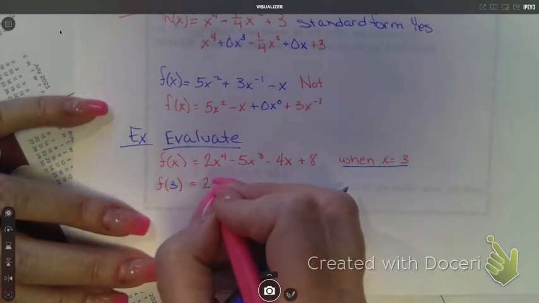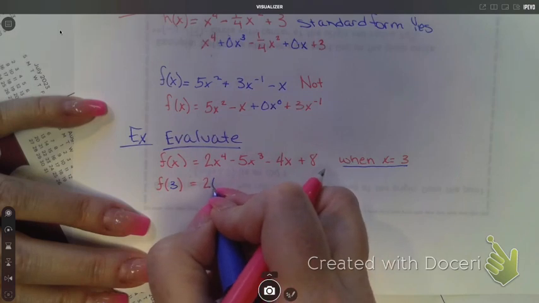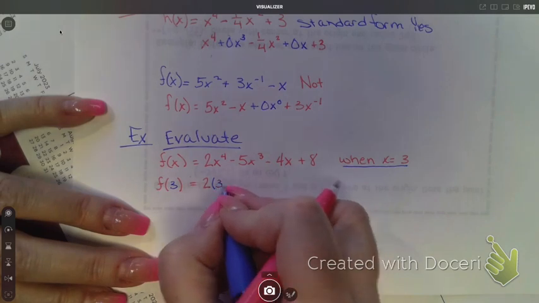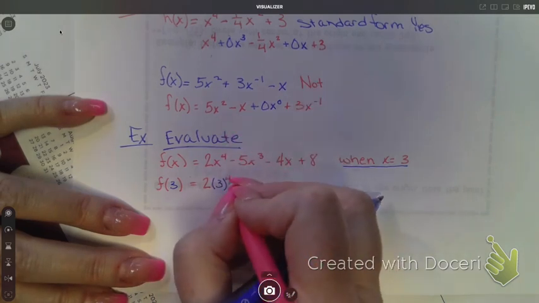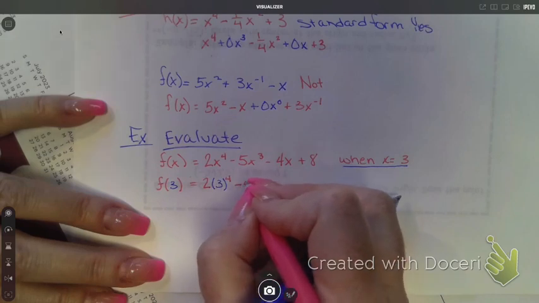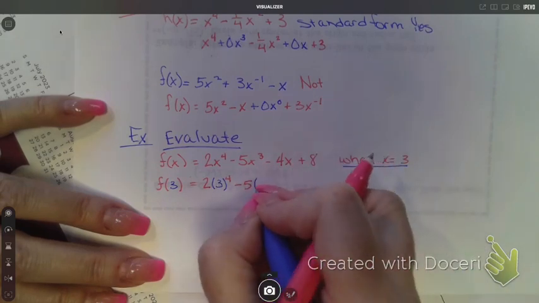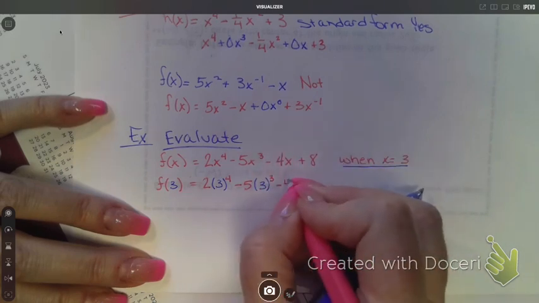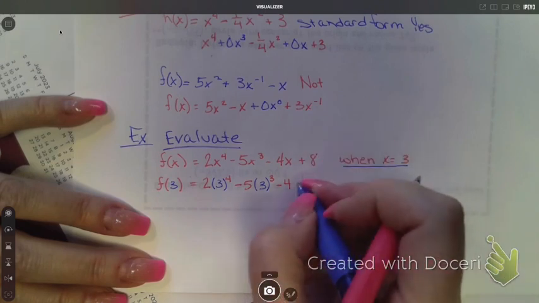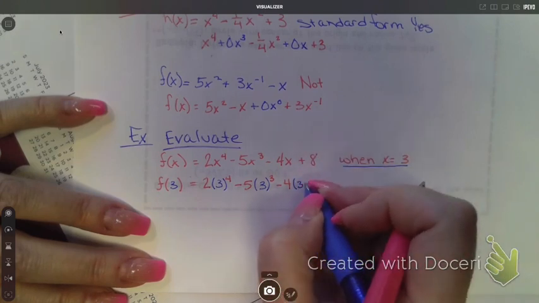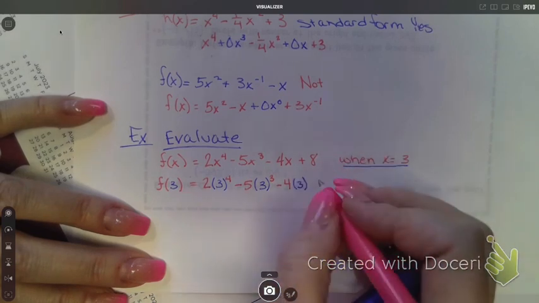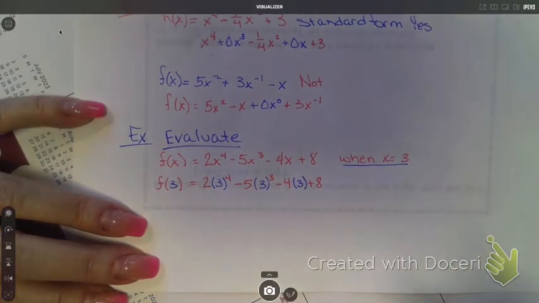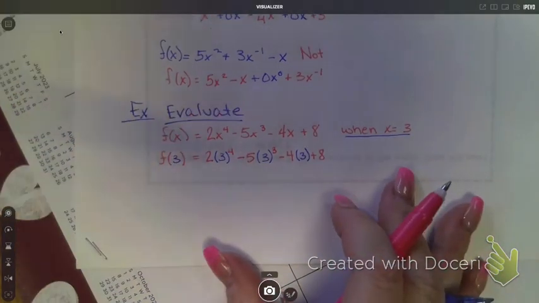So I have 2, and you should always put parentheses because it will make it easier. 2x to the fourth, but what's x now? 3. 3 to the fourth minus 5x. What's x? 3. And we have to cube it. Minus 4 times 3, plus 8. Have you done this before? Yes. Okay. So all they did was write it in a different way.